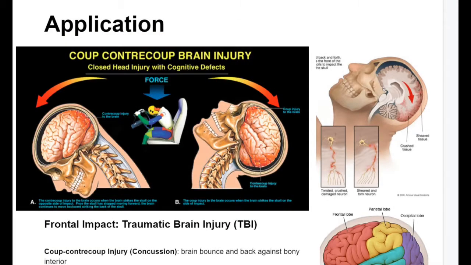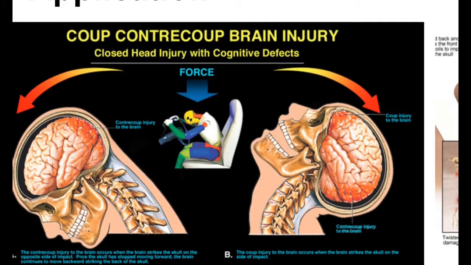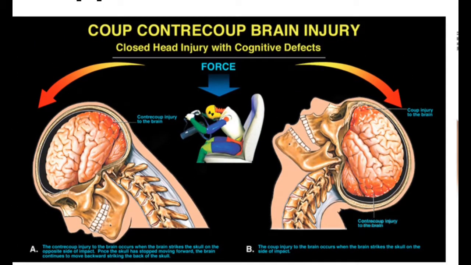So here's some application of the analysis we got. The frontal impact has the most prominent injury, which is TBI, traumatic brain injury. The situation is the counter-coup brain injury. Due to Newton's first law, an object tends to stay at rest or keep moving at a constant speed unless acted on by a net external force, which is 0.